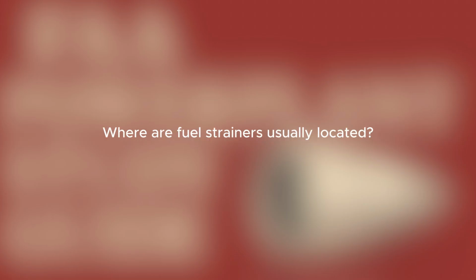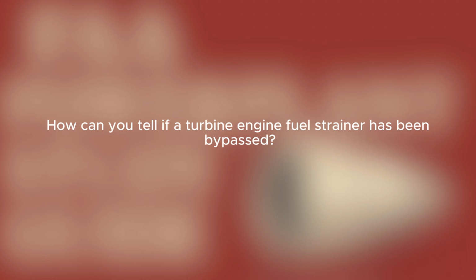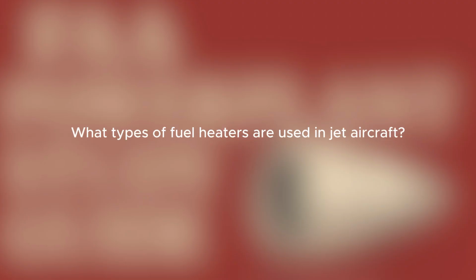Where are fuel strainers usually located? At the outlet of the fuel tank, at the lowest point in the fuel system as the main strainer, and inside the carburetor or fuel injection system. How can you tell if a turbine engine fuel strainer has been bypassed? A red indicator button will pop out to show the bypass condition. What types of fuel heaters are used in jet aircraft? Air-to-fuel and oil-to-fuel heat exchangers.